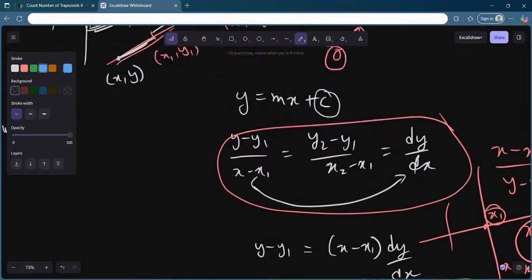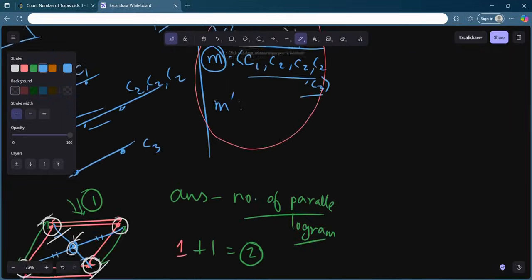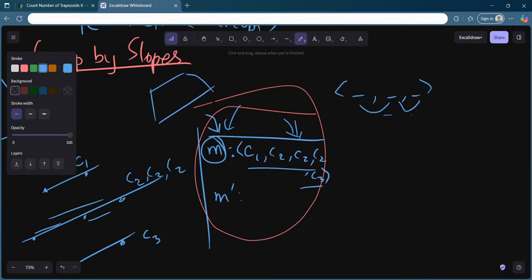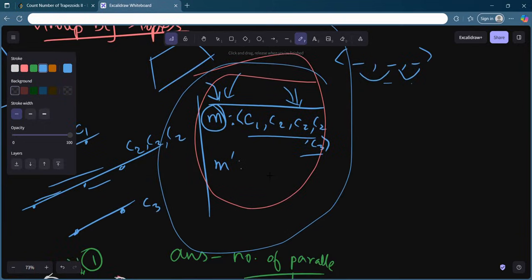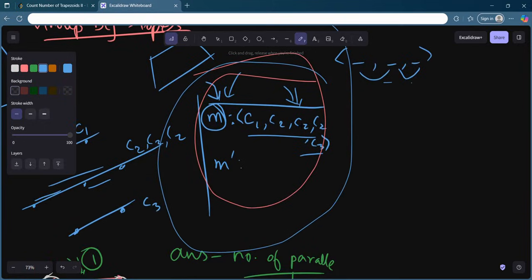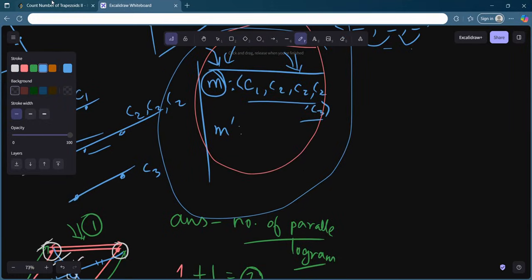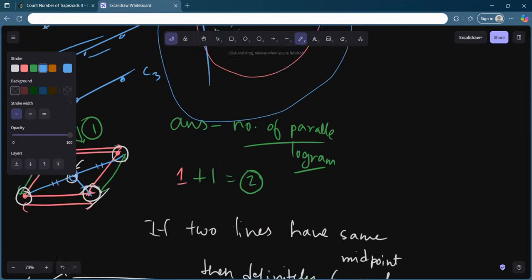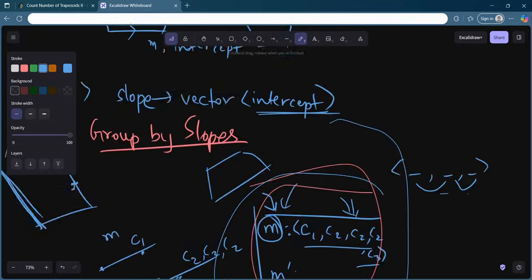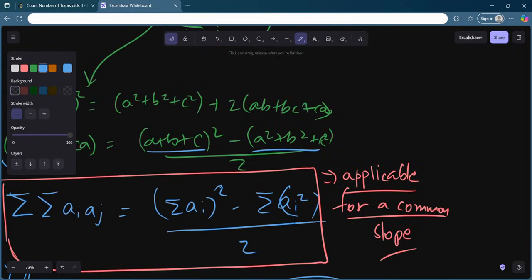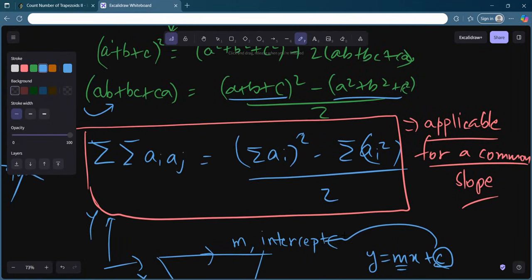What you need to do: you have already grouped by slopes, grouped by midpoints. Now for the same slope, you just apply these formulas. You just calculate the sum of every pair AB plus BC plus CA. So how can you do that? You can do it by square of sum minus sum of square by 2. You can easily calculate that. I hope I had explained it over here. So this is applicable for a common slope.